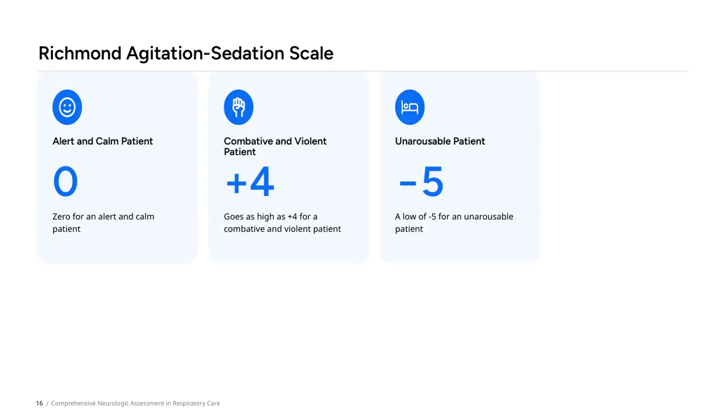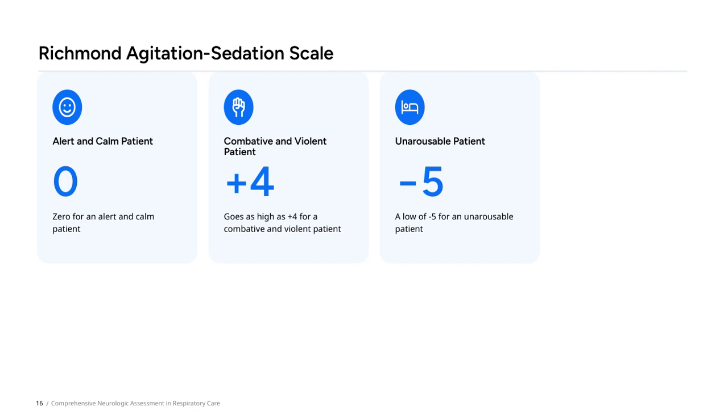Now, let's take a closer look at the Richmond Agitation Sedation Scale, which is a useful tool for assessing neurological status in respiratory care. Starting with the lowest end of the scale, an unarousable patient is assigned a score of -5. This indicates a patient who is completely unresponsive, not waking up even with vigorous stimuli.